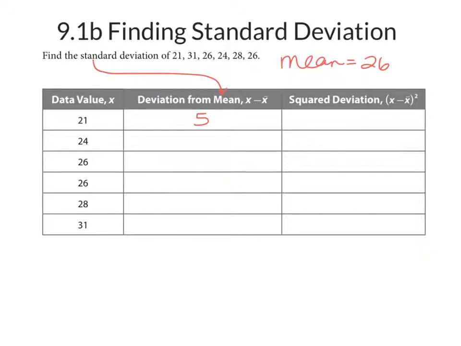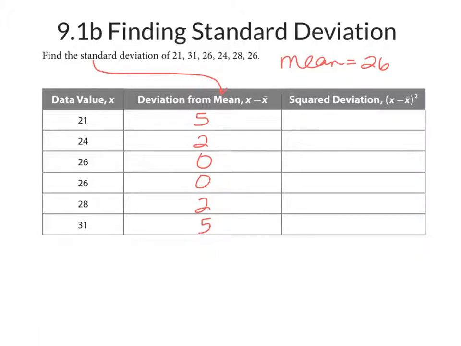It doesn't matter if it's positive or negative because we're going to end up squaring that, so it doesn't matter. All right, 24 is 2 away, 26 is 0, 28 is 2 away from 26, and 31 here is going to be 5 away. This is a nice symmetrical example. Most of them don't end up this way.